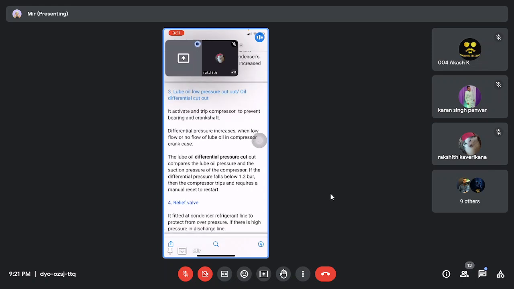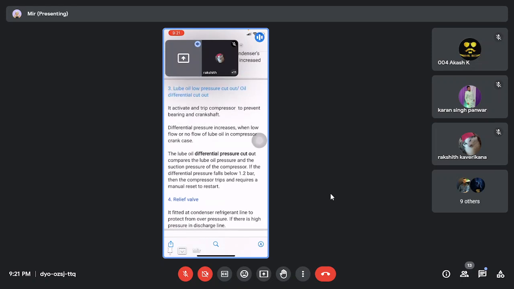Next is the relief valve. So we know why the relief valve is there. Relief valve is there to release the high pressure. It is fitted to the condenser refrigerant line, to protect it from overpressure if there is high pressure in the discharge line. Okay, this is a very easy point. Where is it fitted? Condenser refrigerant line, to protect the condenser.